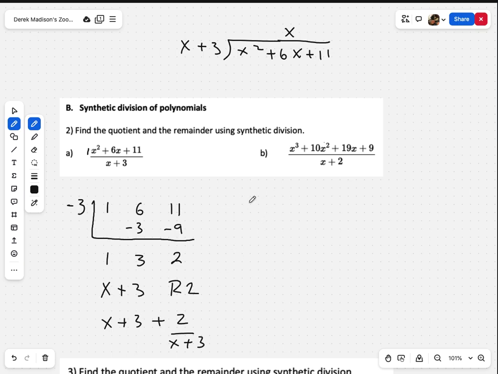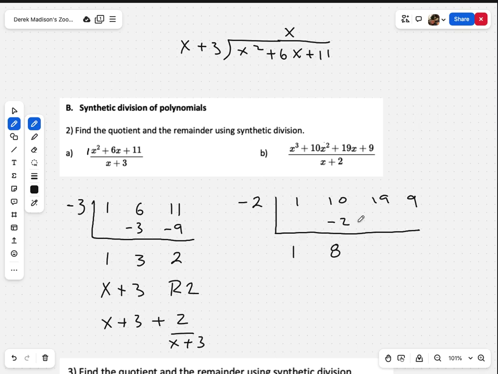Same thing for this one, just slightly longer. So we're going to use a negative 2 because we have a factor of x plus 2. And we'll just copy down all of the coefficients. So 1, 10, 19, and 9. So bring down the 1. Negative 2 times 1 makes negative 2. 10 plus negative 2, or 10 minus 2, same thing, would be 8.